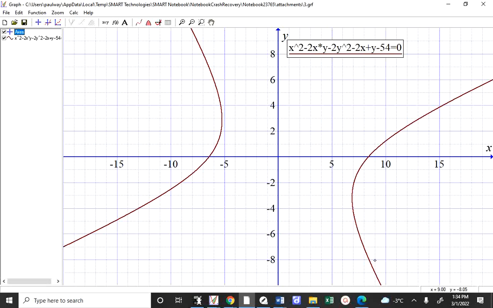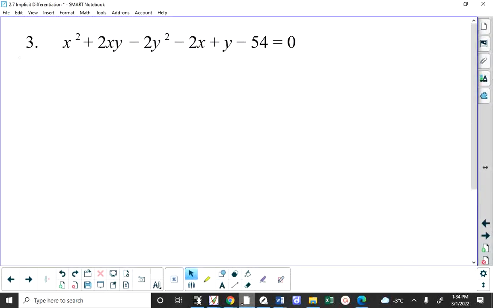So let's differentiate it. There's a bit of work here, but we've done more challenging work than this. You just have to follow the rules. So what is the derivative of x squared? Well, it's a power. This is a power. So we use the power rule.